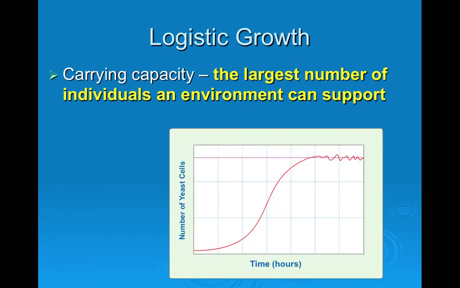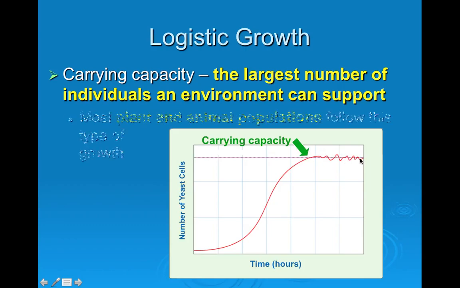So the carrying capacity is the largest number of individuals an environment can support. So right here, if we had a number, maybe 4 billion, the most yeast cells that this environment could support would be 4 billion. And that is the carrying capacity. It levels off right there.